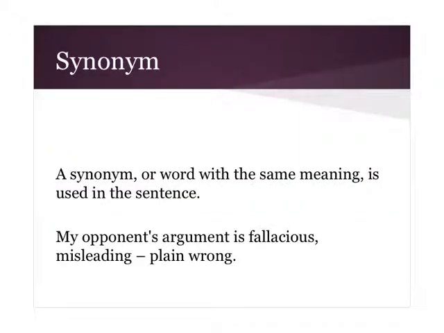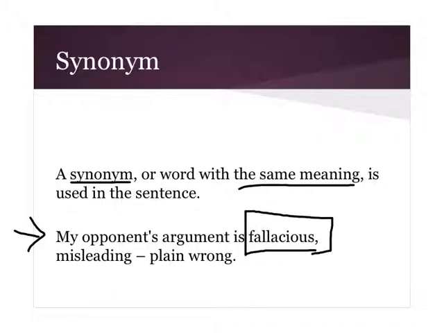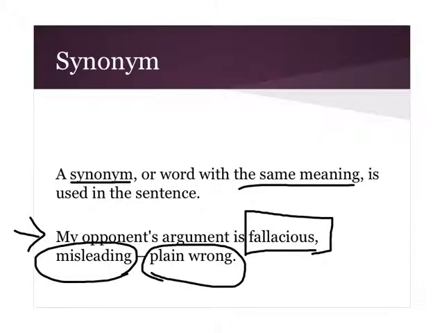One way you can use context clues is by looking for synonyms. A synonym is a word that has almost the same meaning as another word. Let's look at the example. My opponent's argument is fallacious, misleading, plain wrong. So if we don't understand the meaning of the word fallacious, we have 2 other synonyms or words that mean almost the same thing in the sentence. That will help us to identify the meaning of the word fallacious. Misleading, plain wrong.